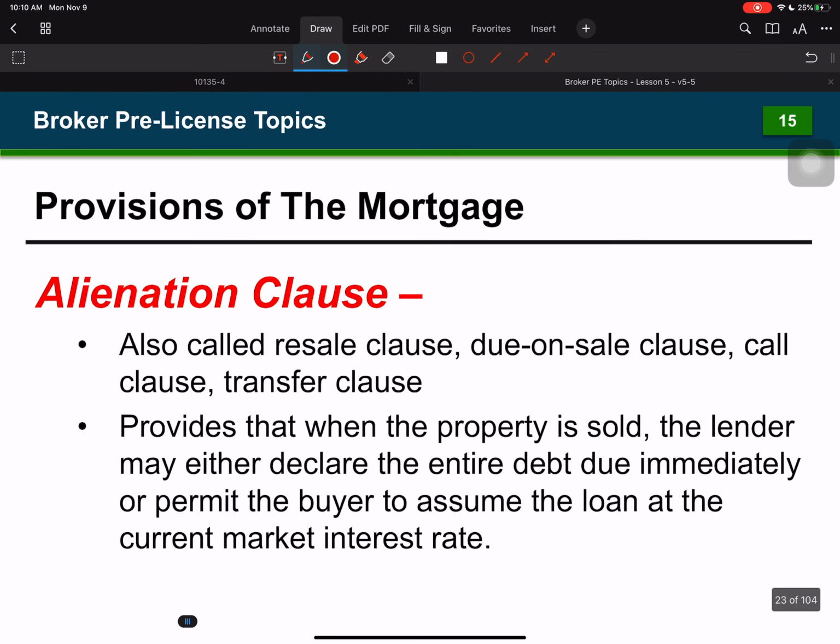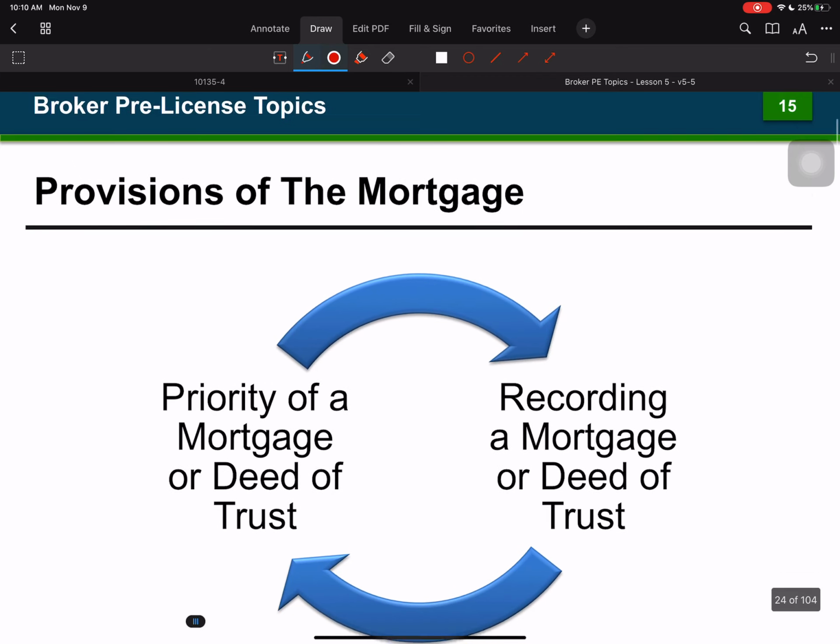Alienation clause. The alienation clause is also called a resale clause, due on sale clause, call clause, or transfer clause. It provides that when the property is sold, the lender may either declare the entire debt due immediately or permit the buyer to assume the loan at the current market interest rate. So it allows the lender to dictate whether the loan gets paid off altogether, or if, say in the instance of a VA loan, another veteran comes in and assumes the loan.